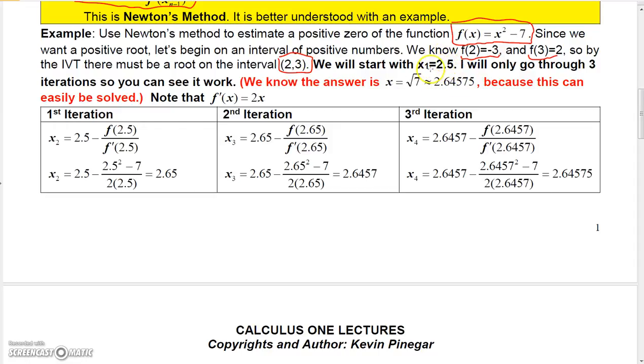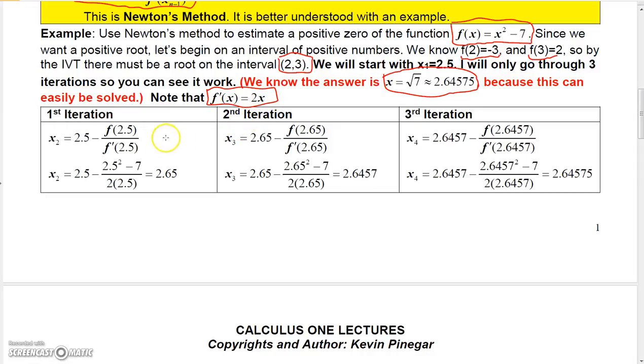Now I'm only going to go through 2 iterations, but before we get started, you can easily solve for the positive root, by the way, and see that it's square root of 7, which is 2.64575. But on other examples, you can't solve it this way, so you're going to have to use Newton's method. All right, so what we need is the derivative. To apply Newton's method, we need the derivative of f, which is 2x. Okay, so now let's get started with Newton's method.